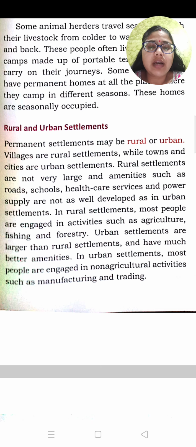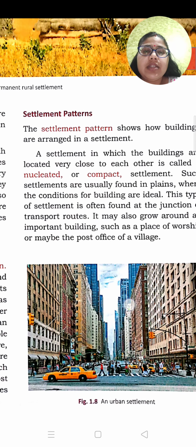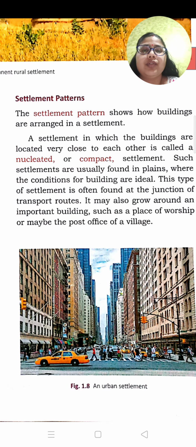Urban settlements are larger than rural settlements and have much better amenities. Most people in urban settlements are engaged in non-agricultural activities such as manufacturing and trading. Now, the next topic is settlement patterns.